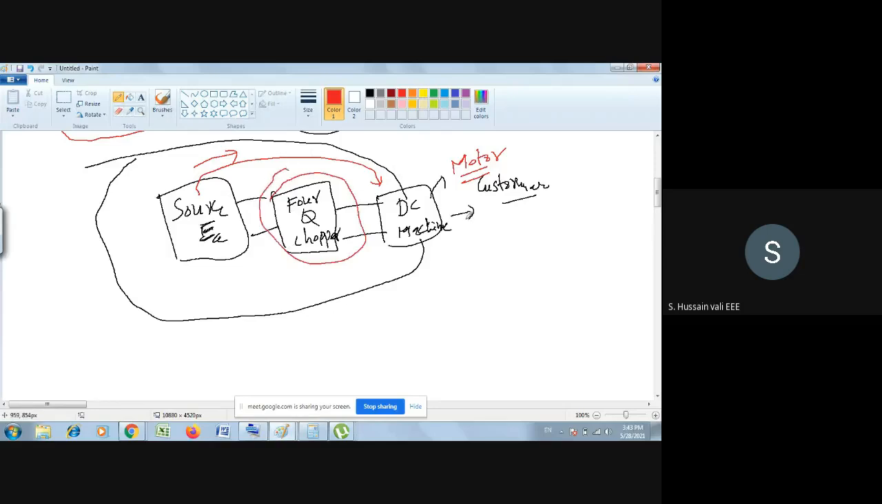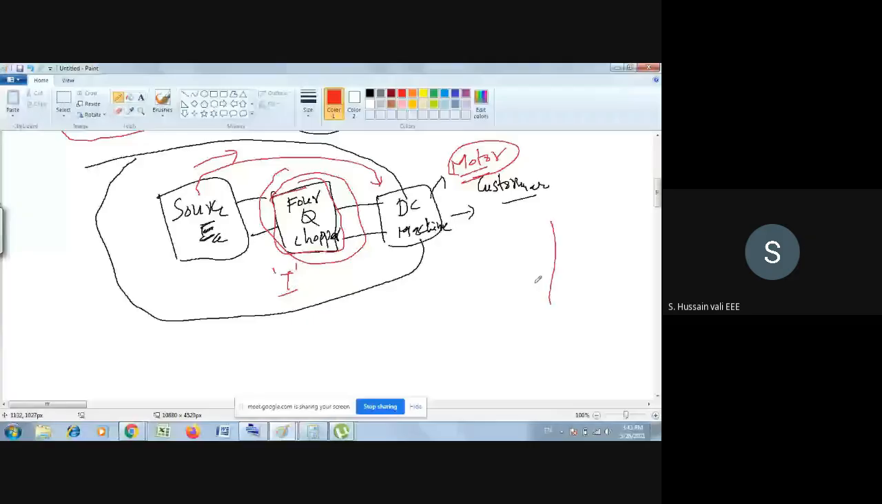Now, when the customer wants this machine as a motor, you will program this four quadrant chopper in such a way that it will enter into quadrant number one. When it enters into quadrant number one, you have seen yourself, this is E naught, this is IA.